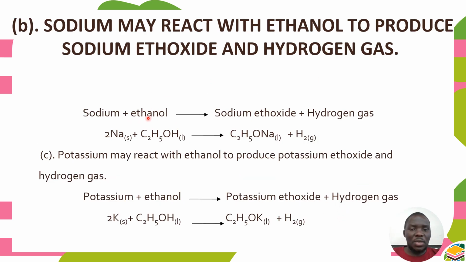Same applies to sodium. When sodium and ethanol react, sodium ethoxide is going to be formed and hydrogen gas. So you just remove one hydrogen which was there and replace it with sodium. Same applies with potassium. Potassium may also react with ethanol to produce potassium ethoxide and hydrogen gas, as stipulated in the equation here.